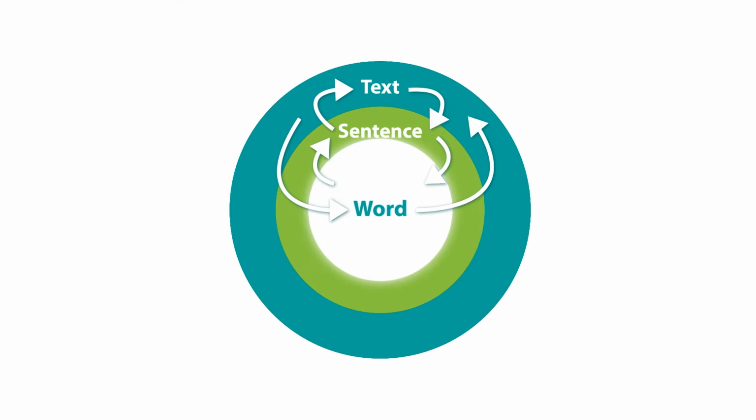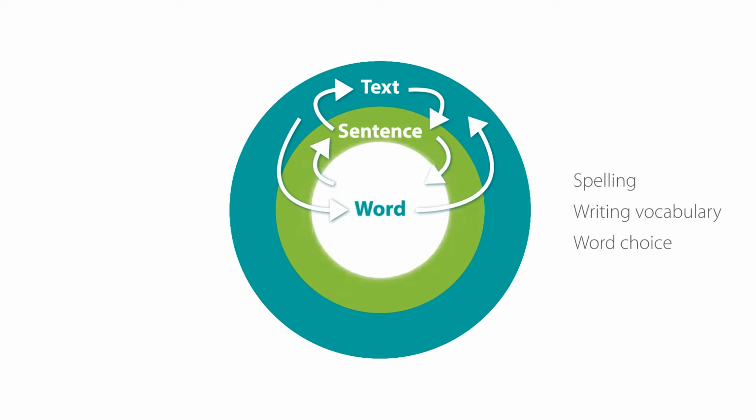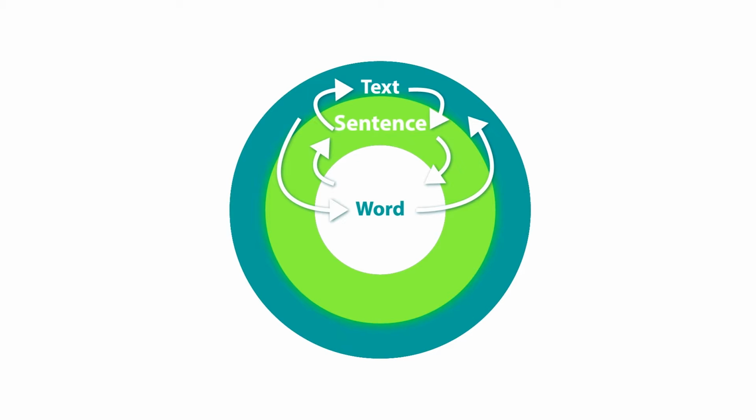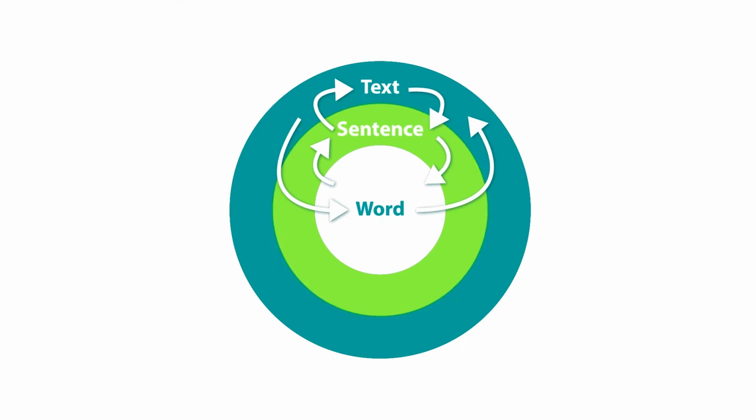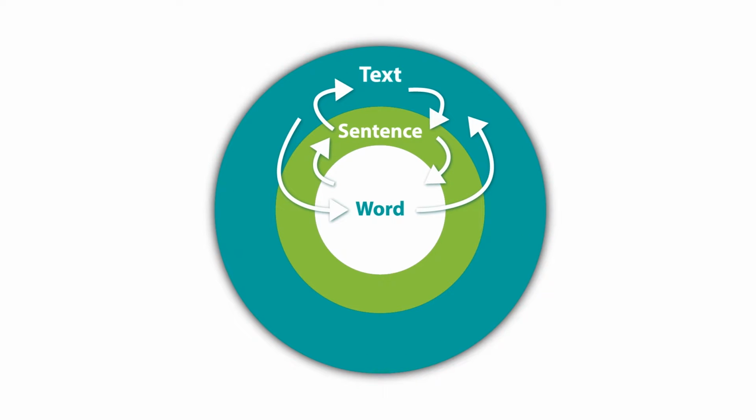The word layer is assessed for spelling, writing vocabulary, and word choice. The sentence layer is concerned with grammar, punctuation, purpose, and message. And the text layer, which involves writing multiple sentences, addresses organization, focus, and the more abstract concepts of audience, purpose, and tone.